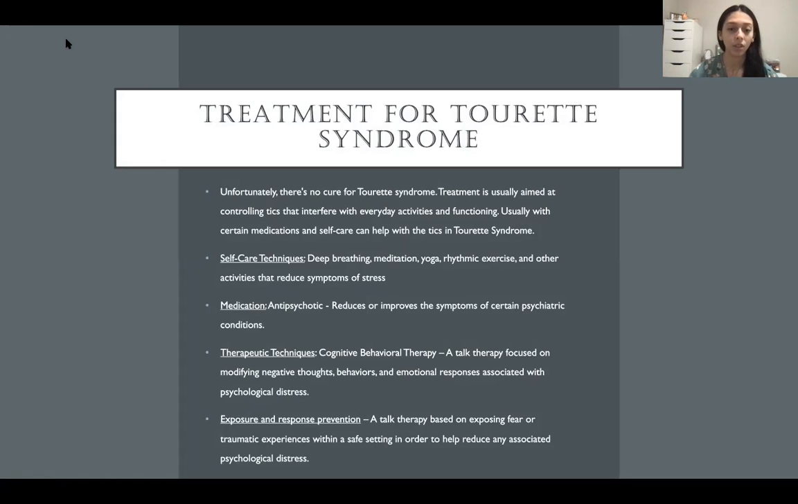Therapeutic techniques can be cognitive behavioral therapy, where you talk to a therapist, focusing on the negative thoughts, behaviors, and emotional responses for psychological distress. And then the last one is exposure and response prevention. You talk to a therapist based on your fear and traumatic experiences within a safe setting in order to help reduce psychological distress. So this is basically the overview of Tourette syndrome.